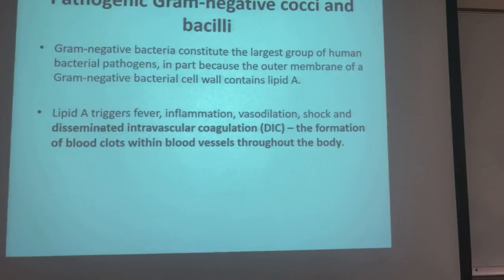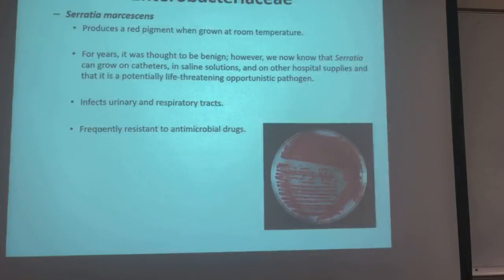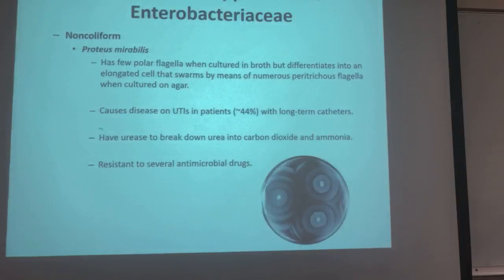What else do we need to know? I think we talked about Serratia marcescens. One of the groups had this. It grows with a red pigmentation, which is really interesting. One of you had Proteus mirabilis. I know William's team had this. This is known for its swarming behavior.